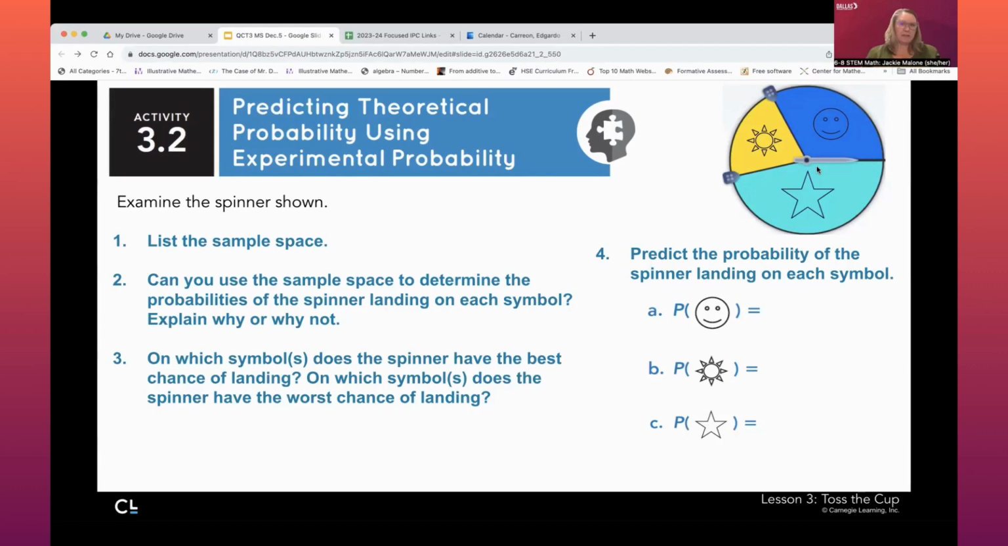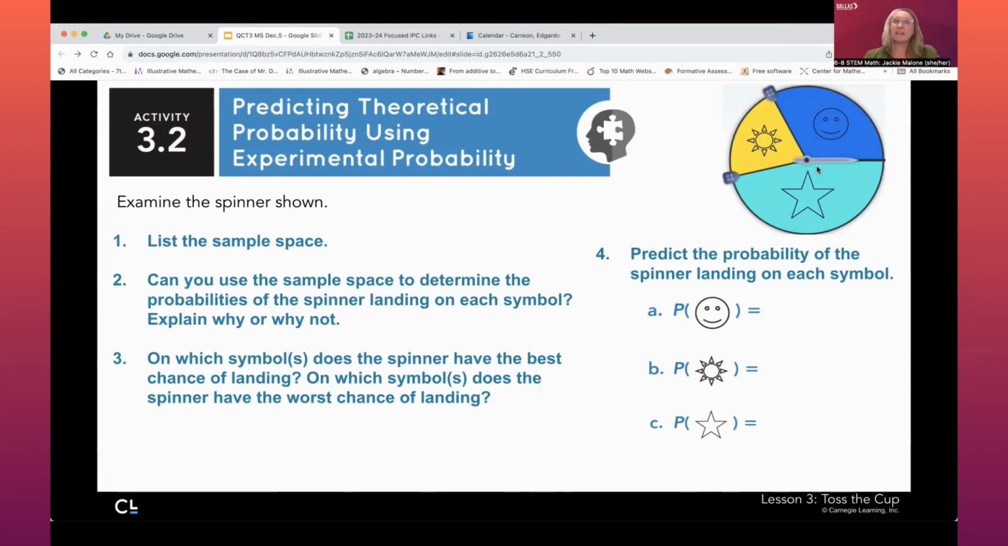Okay. Do we have another thought? Since they're different sizes, it kind of throws things off. Ah, interesting. Okay. That's great. The smiley face maybe looks like it's 1/3, but the other two, one is really big and one is much smaller, right? Okay. So where do we have the best chance of landing? Star. Why? Bigger space. Okay. Almost half.